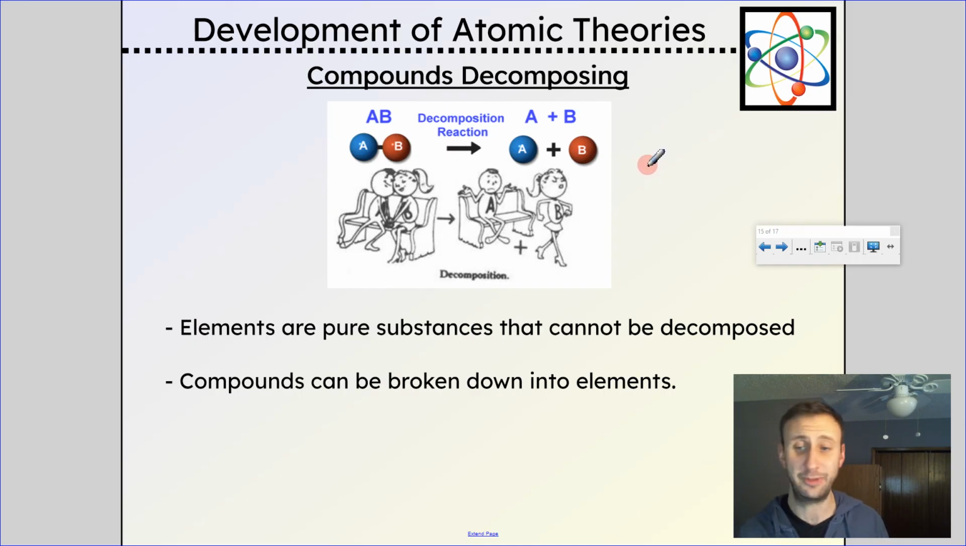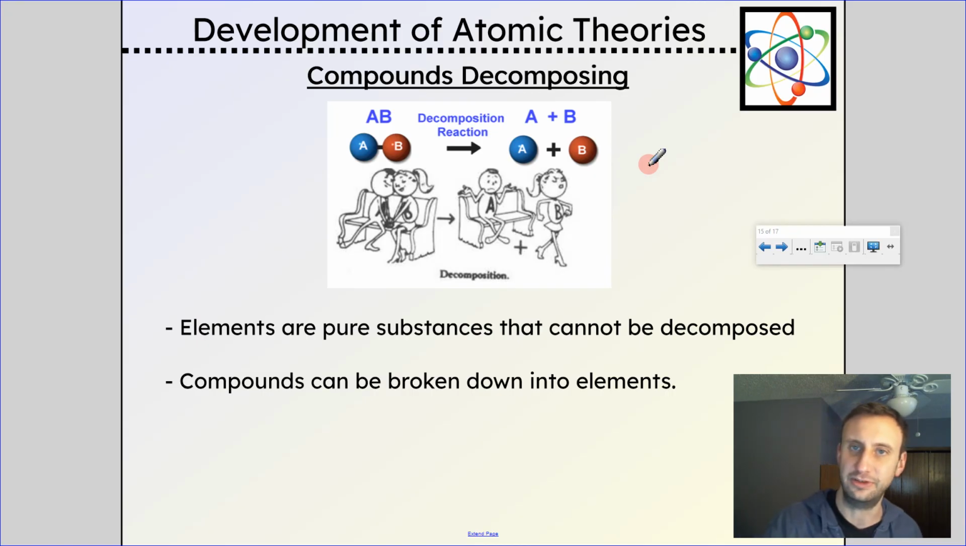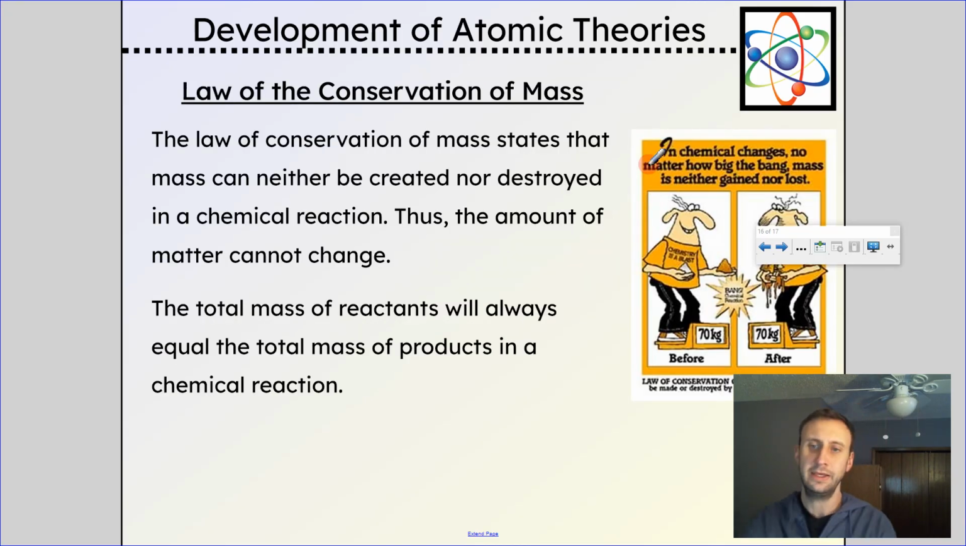Compounds can actually be chemically broken apart into even smaller compounds, but eventually if I keep on breaking it down, I'm going to get to elements, and that's a decomposition reaction. A law that you need to know about is the law of conservation of mass. This is incredibly important in chemistry. The law of conservation of mass states that mass can neither be created nor destroyed in a chemical reaction. Thus, the amount of matter cannot change.